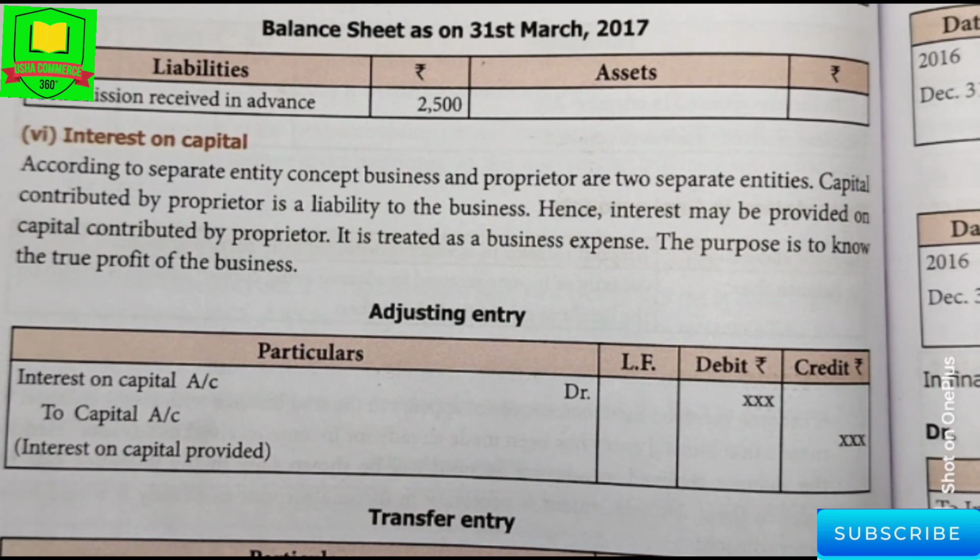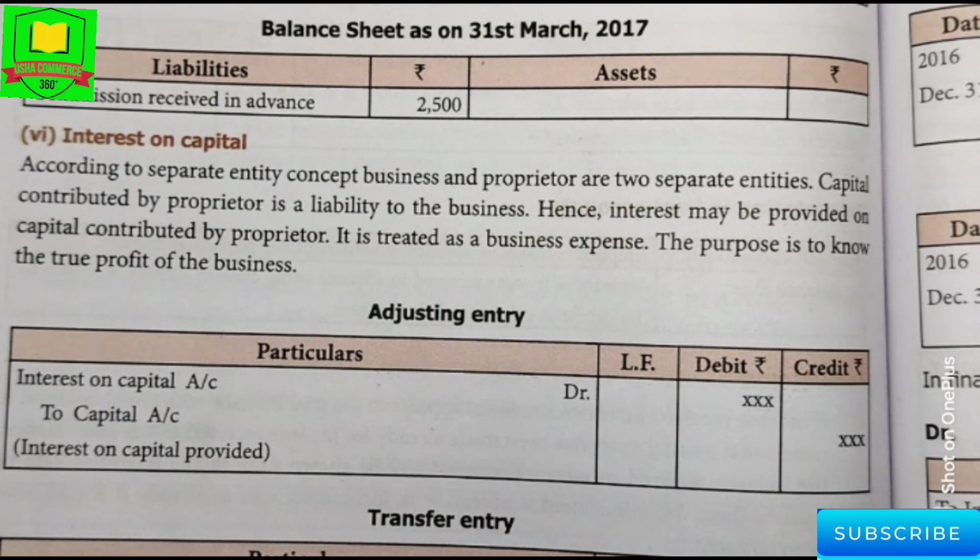Money or money's worth invested by the owners of the business is called capital. According to the accounting rule, we have to look at the proprietor and the business as two separate entities. He even clearly says, listen carefully, I am the business and I am also the owner of the business. So the business and the owner of the business are separate entities.